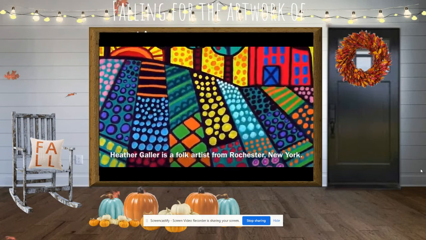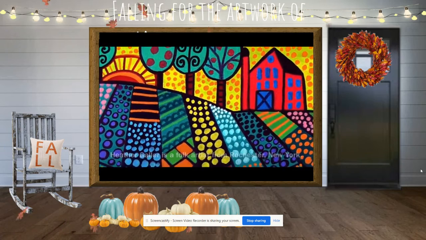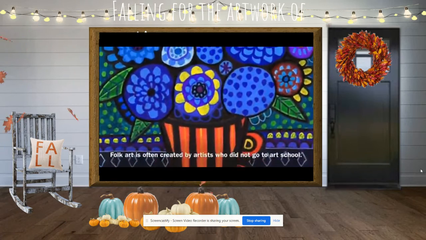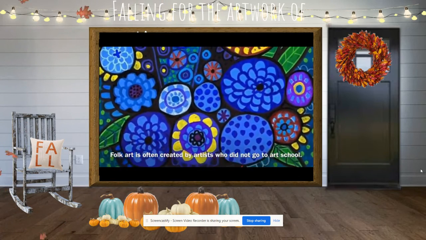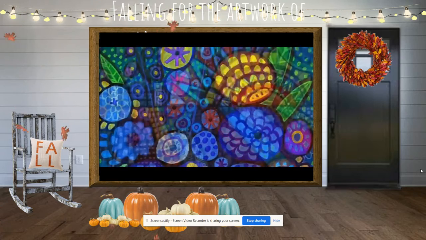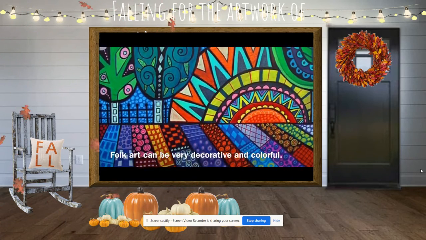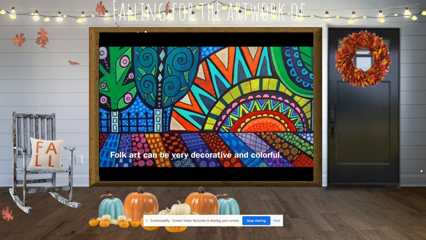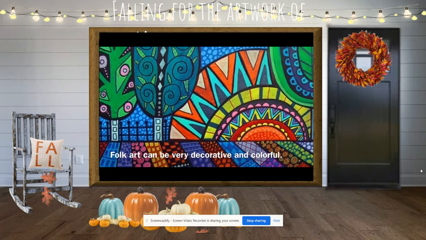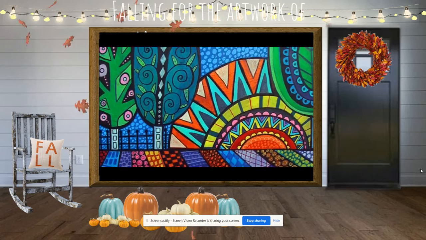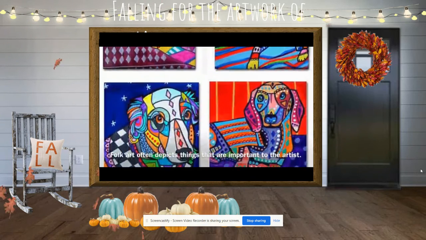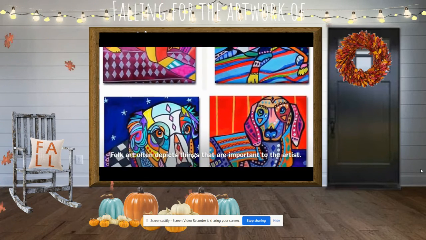Heather Gawler is a folk artist from Rochester, New York. Folk art is often created by artists who did not go to art school. Folk art can be very decorative and colorful. Heather Gawler likes to use lots of patterns and lines and bright colors in her artwork. Folk art often depicts things that are important to the artist.